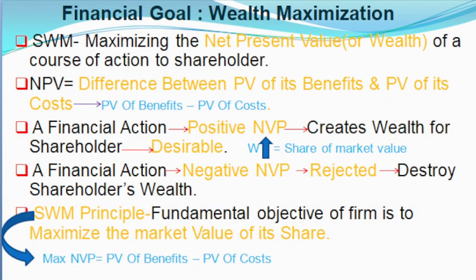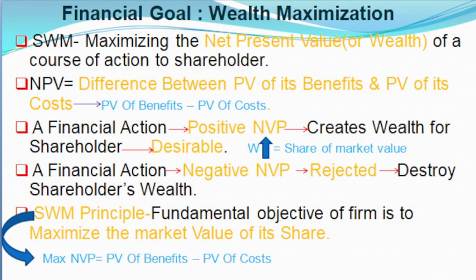Now wealth maximization, the SWM, the shareholders wealth maximization principle: the fundamental objective of a firm is to maximize the market value of its share. Obviously, the main or fundamental objective of any organization is to maximize the market value of its share, because if the market value of the firm's share increases, it will create a better image in the share market, and it will affect the shareholders' minds. They will think that the firm is in good shape, and they will start investing more and more in that organization, and it will be a great benefit for that organization.